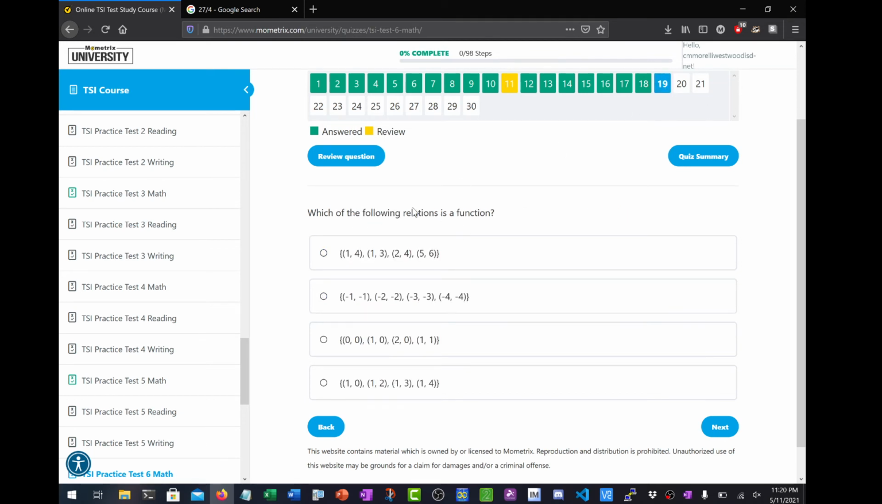Which of the following relations is a function? So here we want to look for repeating x's. If the x's repeat, it's not a function. It's okay for the y's to repeat. So here I see the 1's repeat, so that's not a function. Here I don't see that any of the x values repeat, so that's a function. Here I notice that the 1's repeat here and here, and then here the 1's repeat, so this is the only relation that's also a function.